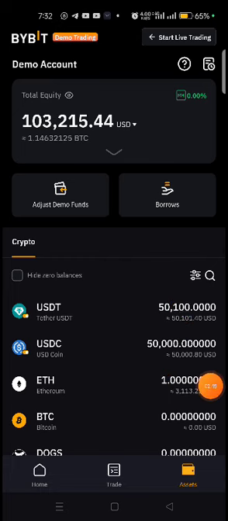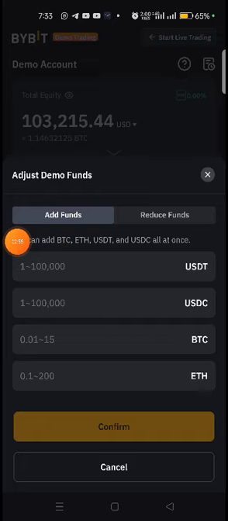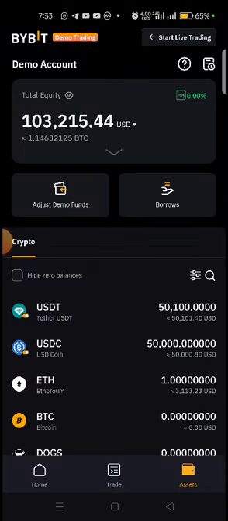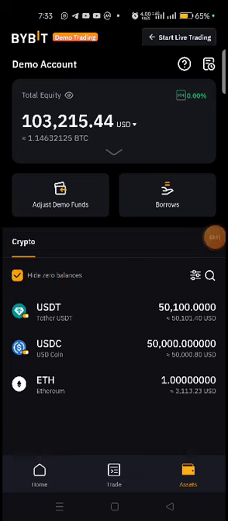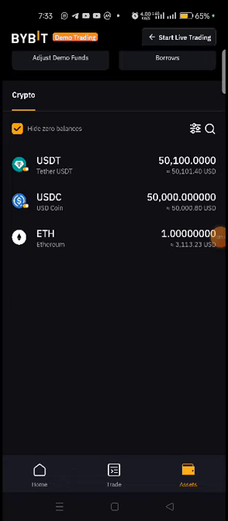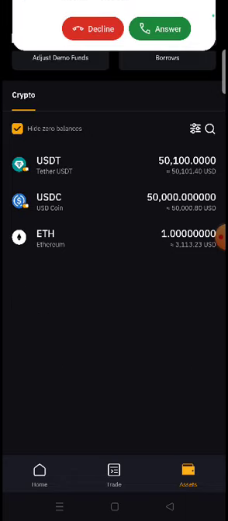So now if you come to here, the same way demo trading works, the same way real trading works. Everything you can do on demo trading, you can do on real trade. You can come to adjust demo funds here and change some things, add the funds in case your money has dropped, or increase the funds, whichever one you want to do. But I would like to leave it like this. Let's click on here. Look at hide zero balance. When you click on hide zero balance, it's going to hide all the other coins that don't have any money in them. All right, good.